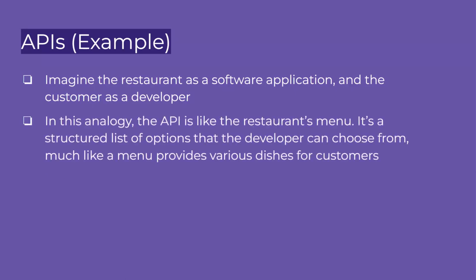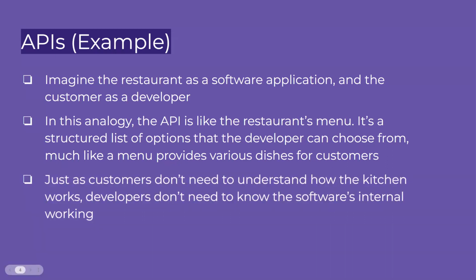So in this analogy, the API is going to be the restaurant's menu. It's a structured list of options that the developer can choose from, and basically how the developer will interact with the kitchen. It's going to be through that menu. Now, of course, the waiter's involved, but we're just going to think about it in that way. Because just like customers don't really need to understand how the kitchen works, developers don't need to know the software's internal workings.